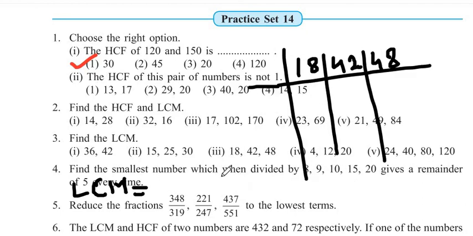Okay, now next question is 18, 42 and 48. Okay, now I write 18, 42, 48. It is divisible by which number? 6. Okay, 6 3s are 18, is it right? 6 7s are 42.